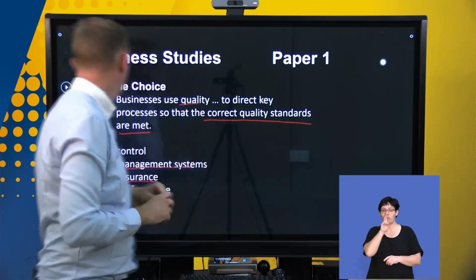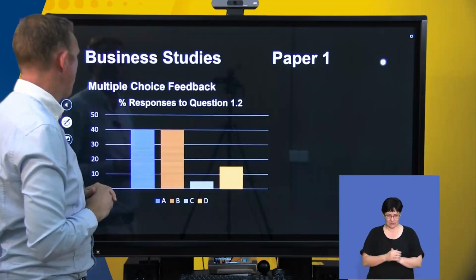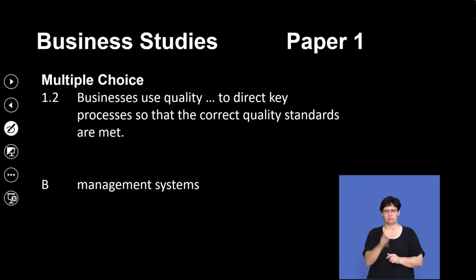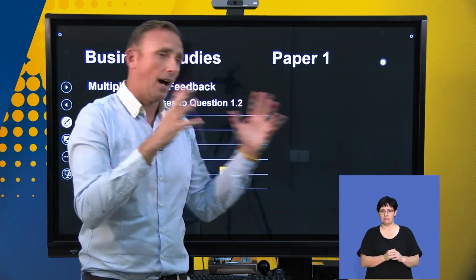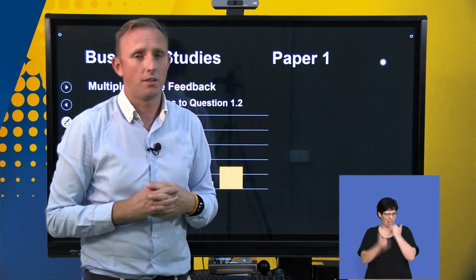So we're going to look at the answers there. The answer is quality management systems, and it seems quite a fair amount of you got that on the money. So we can see that you guys are starting to understand that. A couple of you have gone down the wrong path.